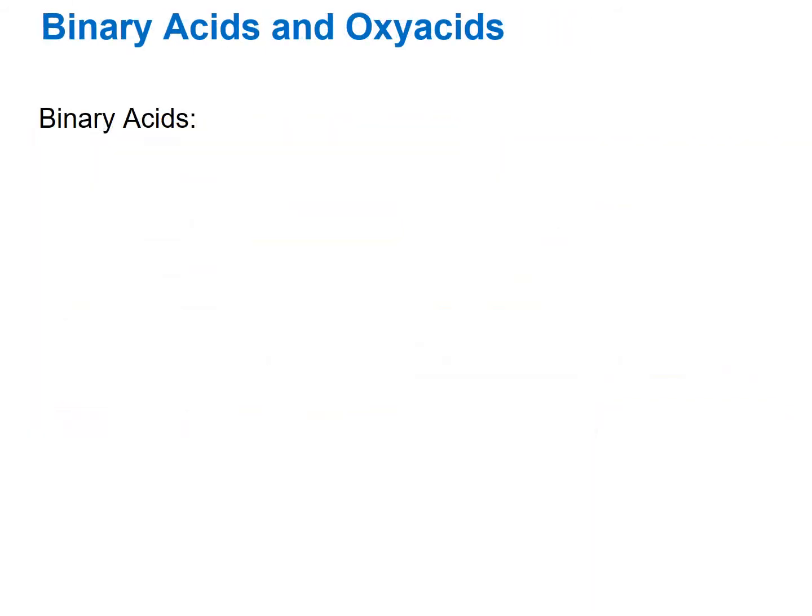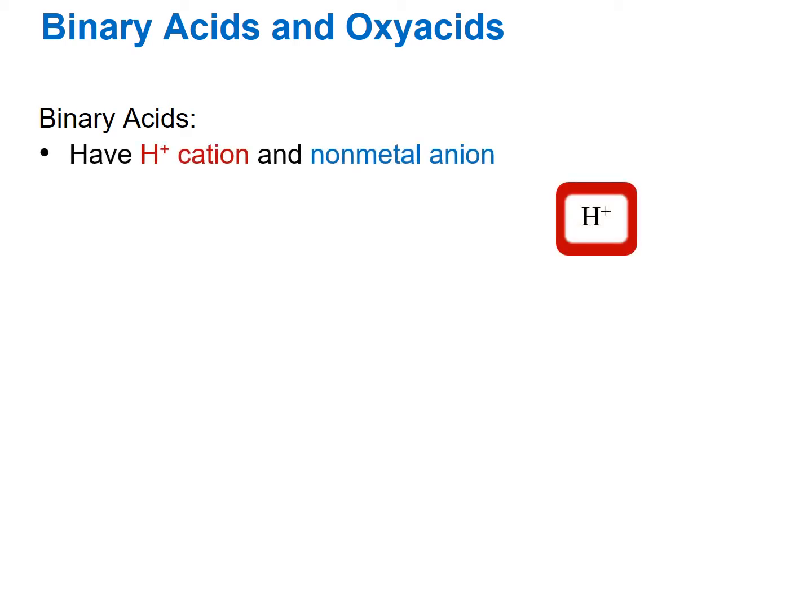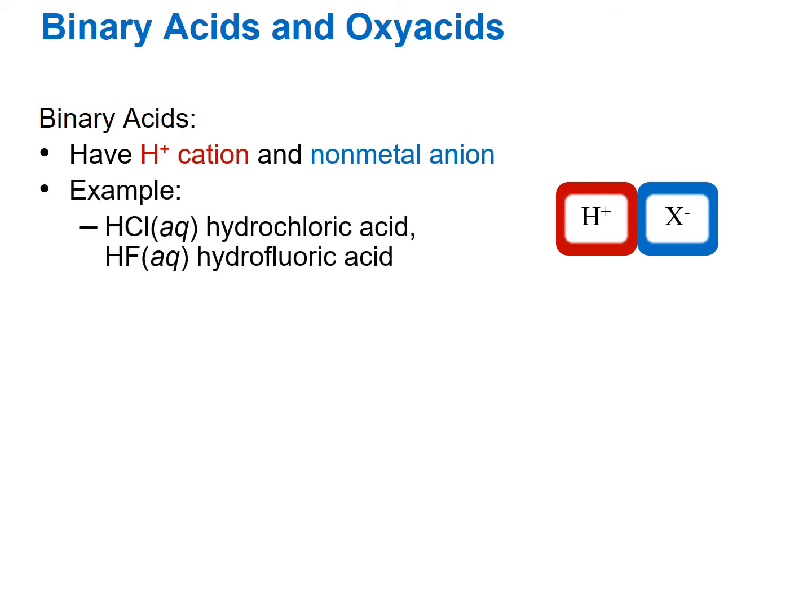So you've already seen this, but I'm going to point out the details. So we have binary acids and we have oxyacids. So binary, what does binary mean? Binary means you got two of something. Well, a binary acid is going to be an acid that's composed of a hydrogen cation and a nonmetal anion. And so it's a pretty basic formula. It's just going to be two compounds put together acting as an acid. Examples of this are hydrochloric acid, HCl, or hydrofluoric acid, which is hydrogen and fluorine.